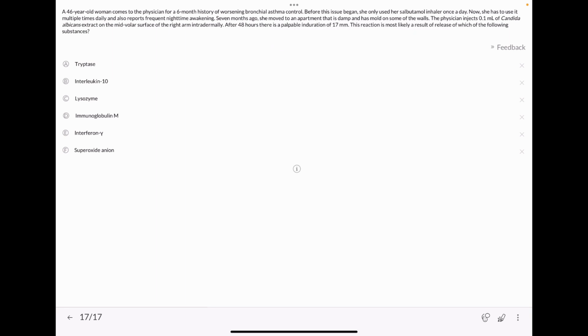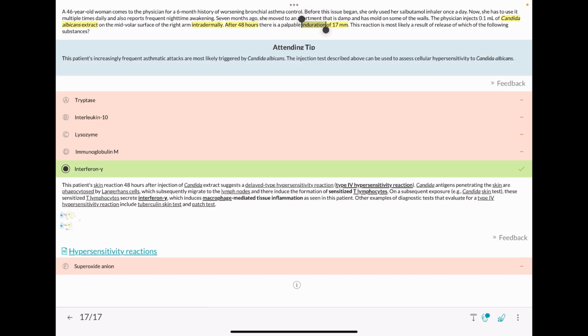The physician injects 0.1 ml of Candida albicans extract on the midvolar surface of the right arm intradermally. And then the reaction doesn't happen now, but 48 hours later. And the reaction is not a wheal, rather an induration. Okay? So all these guys suggest this is a delayed type 4 hypersensitivity reaction. Now, what substance is released for this induration to happen? The substance would be interferon gamma.